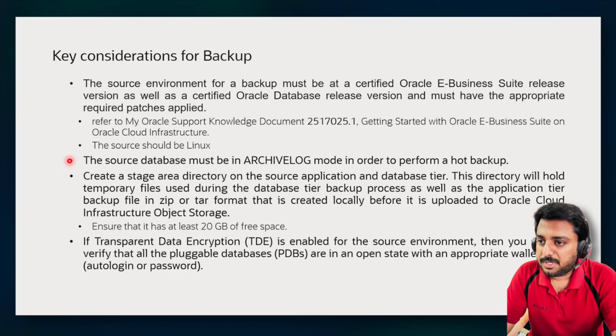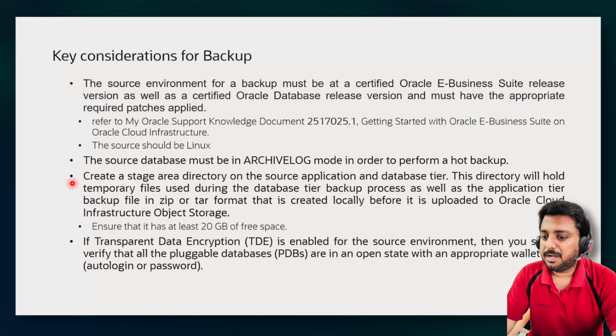And then once you are done with all the pre-checks from this MOS note, you need to ensure that your source database has archive log mode enabled. Usually that will help us to take the hot backups. And then you also need to create a stage directory on your source application and DB nodes. This temp directory will hold all the temporary files while the backup process is happening. And this stage folder should have at least 20 GB of free space.